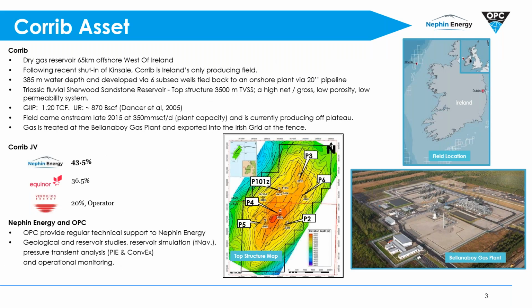So to give you a bit of background about the Corrib asset, Corrib is a dry gas reservoir offshore the west of Ireland. It's currently the only producing field in Ireland. It's been developed with 6 subsea wells tied back to an onshore plant. It's a Sherwood sandstone reservoir with high net to gross but a low porosity, low permeability system. The field came on stream in late 2015 and is currently producing off plateau, and the gas is treated onshore and exported into the Irish grid. Again, Corrib is a joint venture between Nephin Energy, Equinor, and the operator is Vermilion Energy.